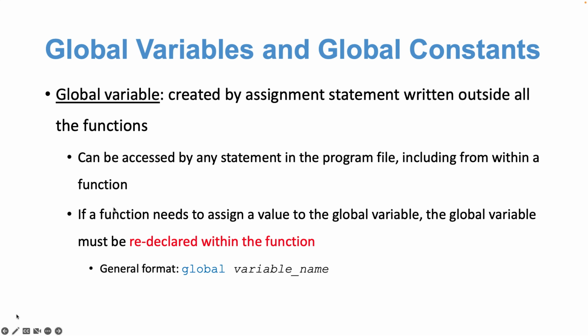So what happens is that this can be accessed by any statement in the code, including within a function. And if we are using a function that needs to assign a value to the global variable, we can re-declare that variable within the function using a keyword called global. So we can say global, and then we use that variable name for this example.